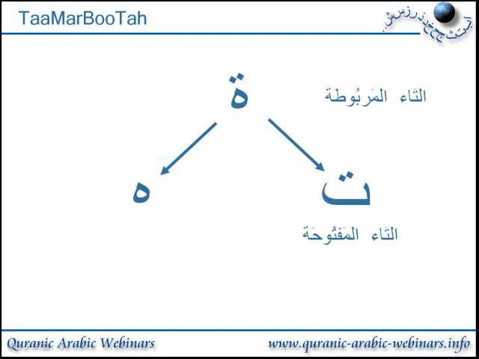So the TaaMarBooTah is effectively drawn as a little ha with the two dots, which would normally be on the normal ta. And the reason for that is sometimes this TaaMarBooTah behaves as the normal ta, and sometimes it will behave as the soft ha.